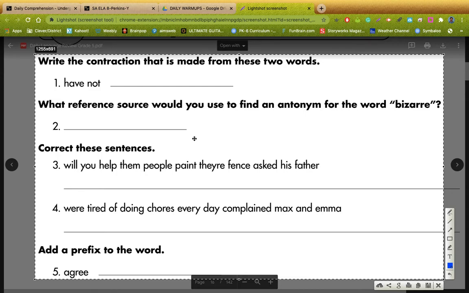Even though it's online, it is a reference source book that they're using. So if you wanted to find an antonym for the word bizarre, and by the way, an antonym means opposite, where would you go? And remember, you have a computer, so you can look that up.